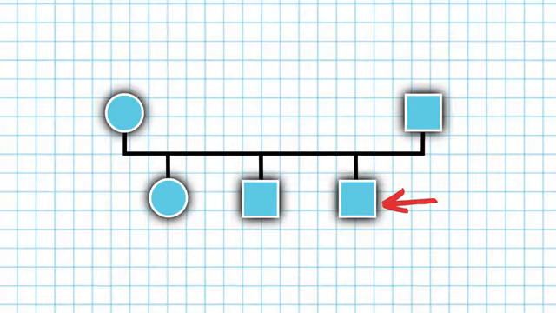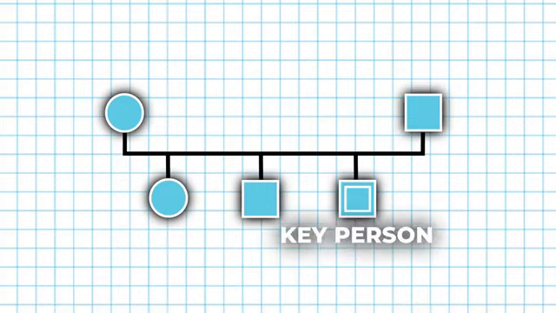And remember that what you need to do when you've got your key index person is to put an arrow, or sometimes it will be a double box, to show that they are the key person in this genogram. So they are the patient or they are the core person of interest.